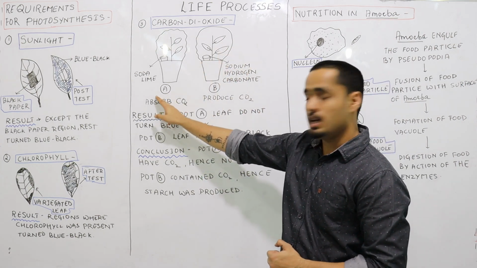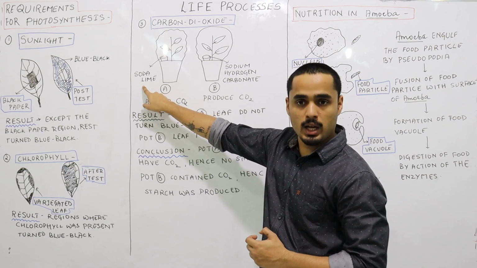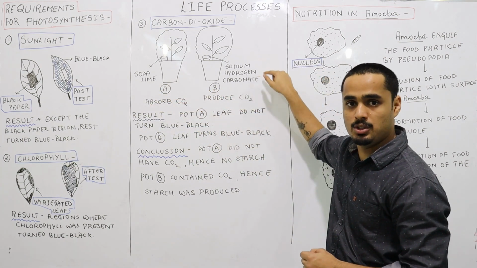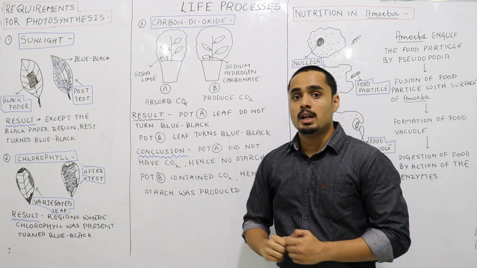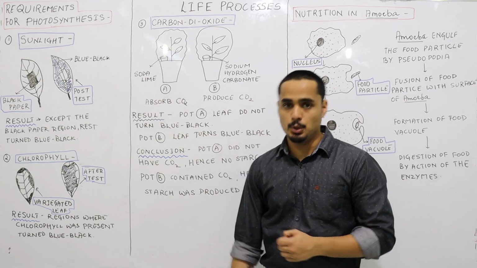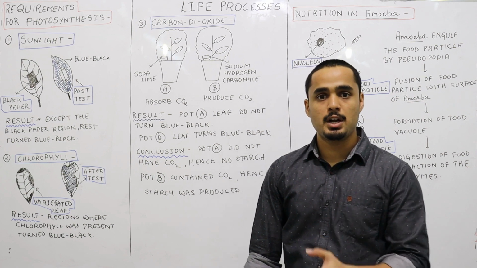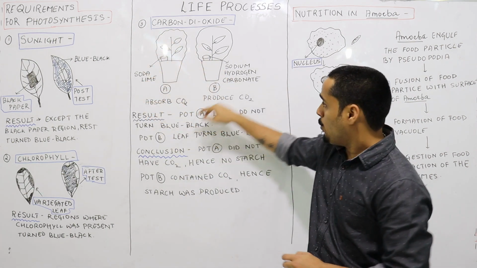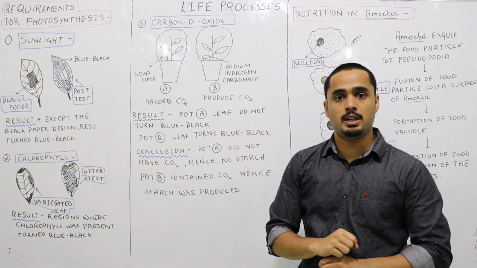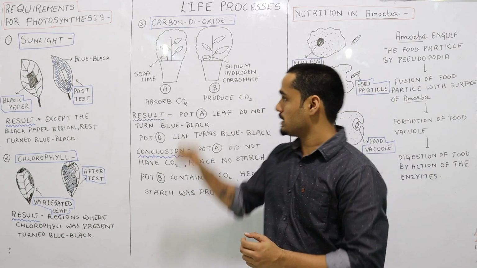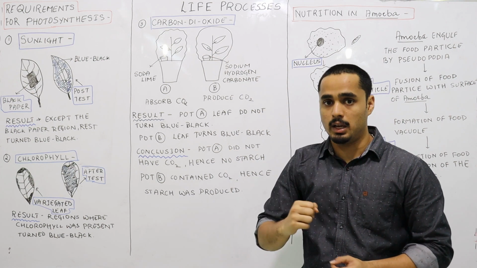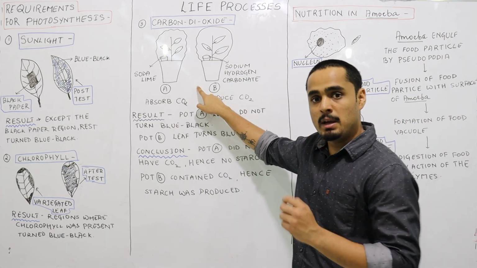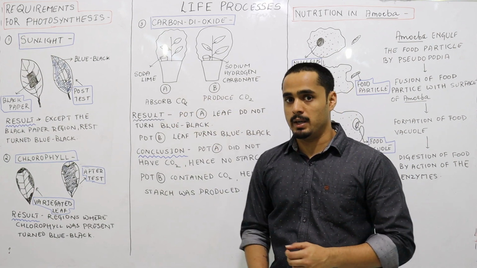In pot A, a particular substance called soda lime was placed, and in pot B, sodium hydrogen carbonate was placed. Now what does soda lime do? It absorbs the carbon dioxide present within this environment. And what does sodium hydrogen carbonate do? It gives out carbon dioxide within this particular environment. So here you need to understand pot B becomes a control for the experiment.